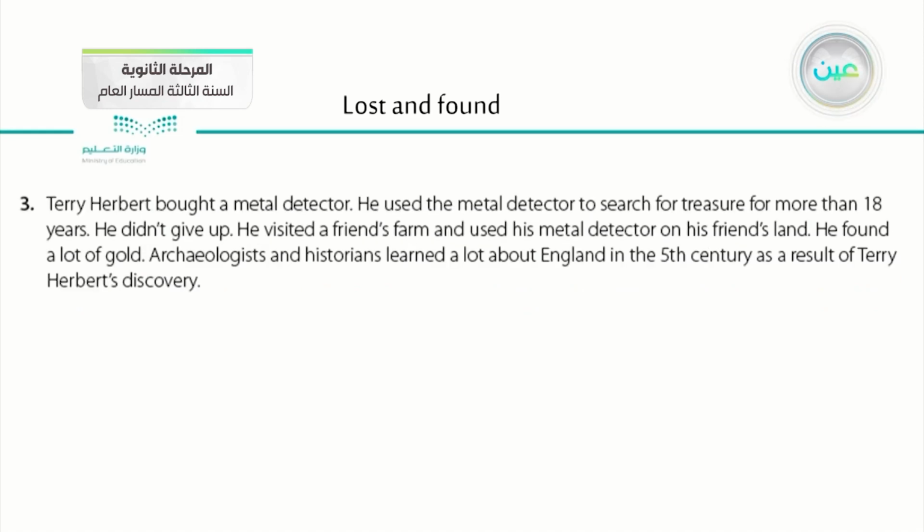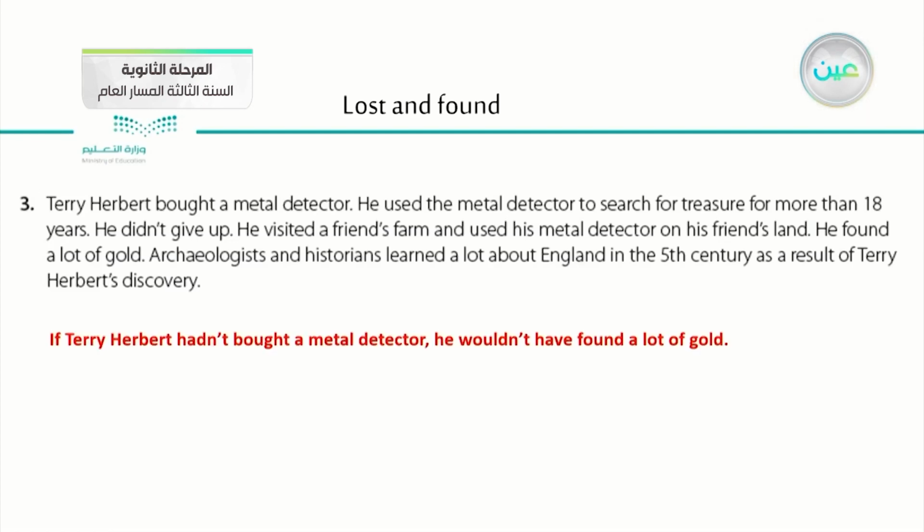Number 3, Terry Herbert bought a metal detector. He used the metal detector to search for a treasure for more than 18 years. He didn't give up. He visited a friend's farm and used his metal detector on his friend's land. He found a lot of gold. Archaeologists and historians learned a lot about England in the 5th century as a result of Terry Herbert's discovery. If Terry Herbert hadn't bought a metal detector, he wouldn't have found a lot of gold.